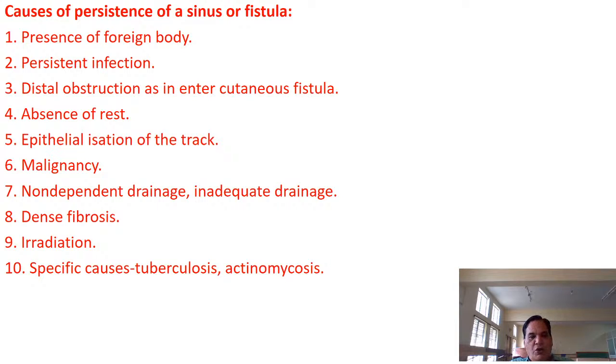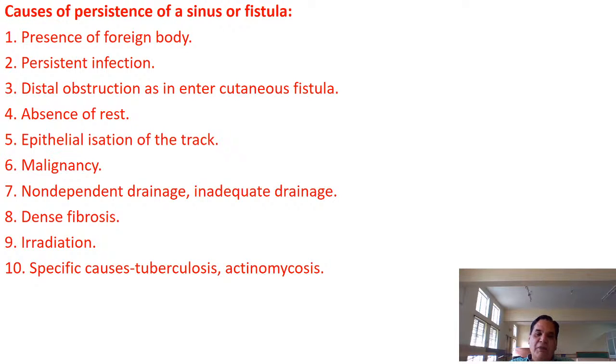So what are the common causes? You must remember this: presence of foreign body, persistent infection, distal obstruction. Remember, if it is a distal obstruction, it will find some way of coming out, either as pus or some internal material. If there is no rest to the part, again, fistulas are not going to heal.